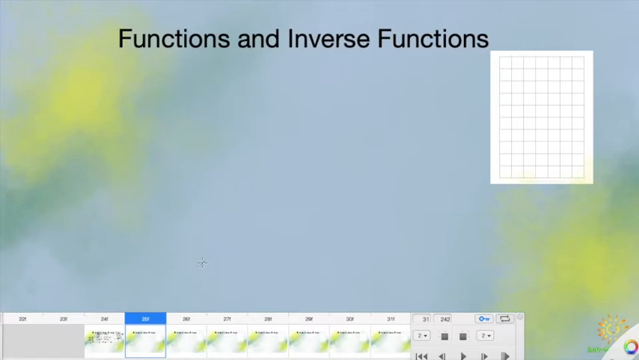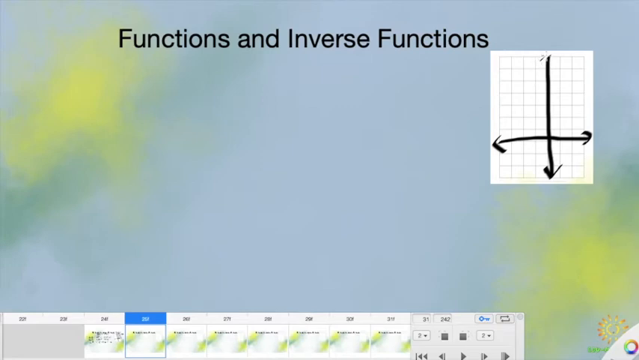Use the graph to decide what kind of relation it is. Okay, so you saw I drew the graph. I'm going to redraw it again for you guys, just so that it's here, just so that we're sure.